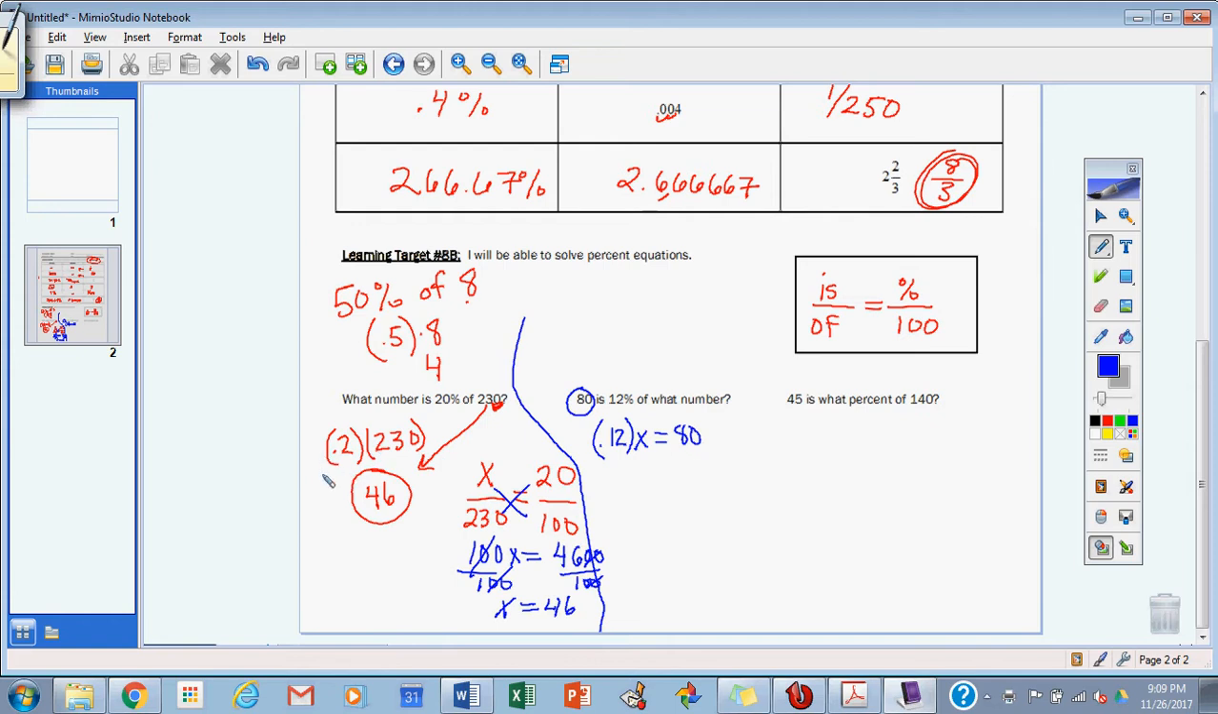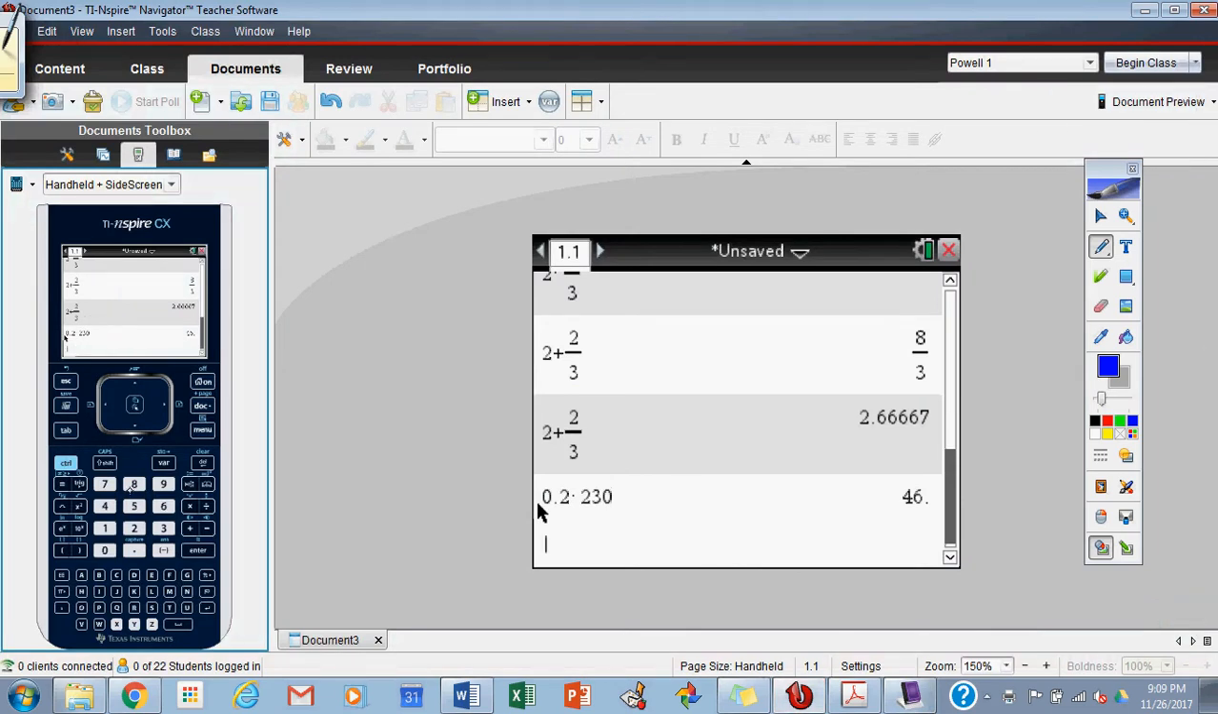Likewise, over here, we took 20% of 230 to get something. Well, that something ended up being 46. It's the same setup, but a little different here: 80 is 12% of something. So all we have to do is divide by the 0.12. So now we take x, and that equals 80 divided by 0.12. So let's see what we get here.